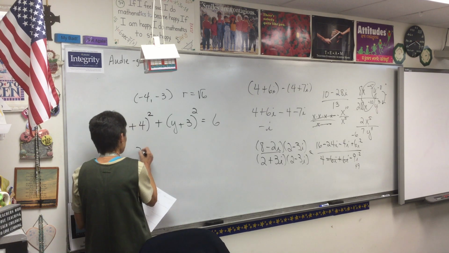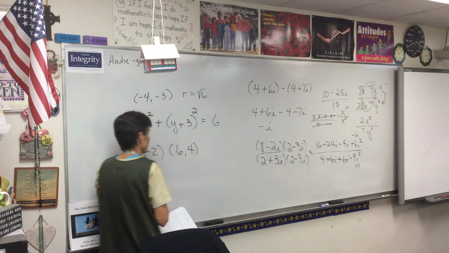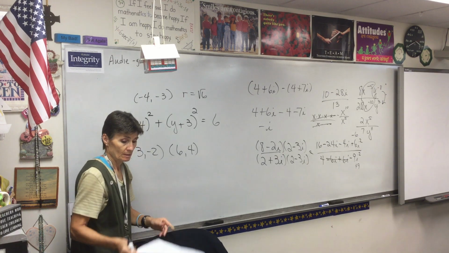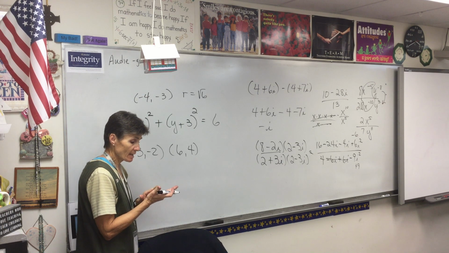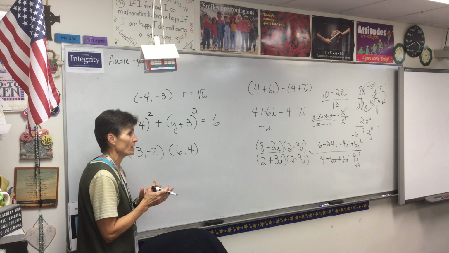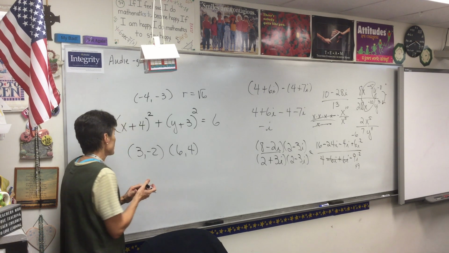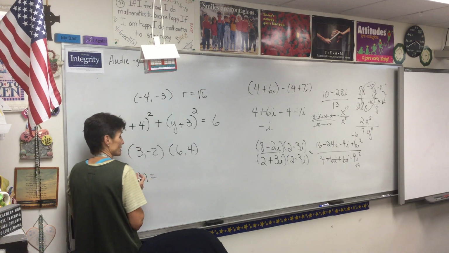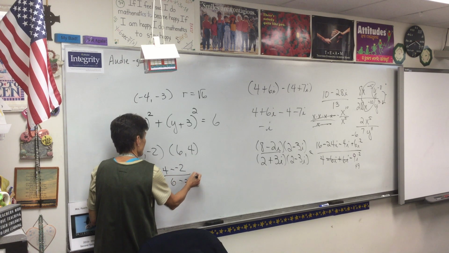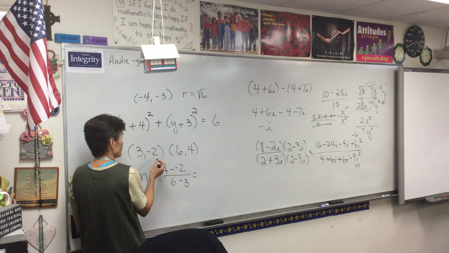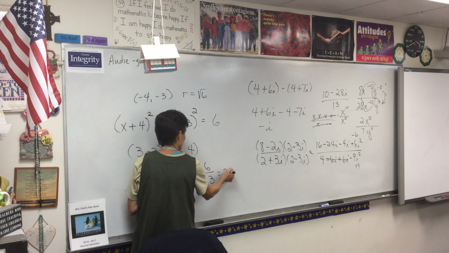Alright, now we're going to write the equation of a line containing these 2 points. Gotta find the slope. Anytime you're writing the equation of a line, I don't care what you're doing, what class you're in, what problem you've got, you need the slope. So what is the slope of this line? 4 minus -2 over 6 minus 3. So that makes 6 over 3. I got 2.